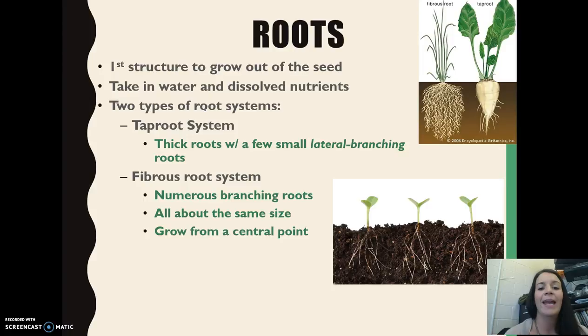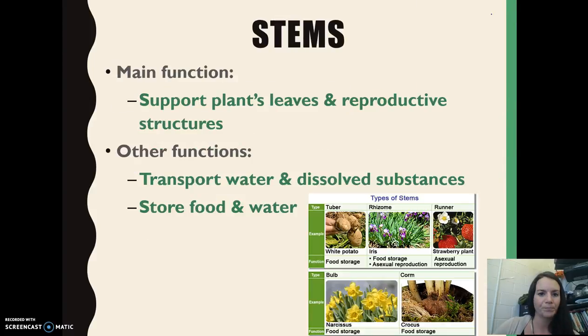The roots themselves take in water and dissolved nutrients, and there's two types of root systems that we're going to talk about. There's something called a taproot system, which is just a very thick root with a few small lateral branching roots, and then there's a fibrous root system, which has numerous branching roots. They're all about the same size, even though they do have a central point. So if we look at this picture up here, you'll see fibrous root is the first plant, and then taproot is the second plant. Some foods that you might eat are actually taproot, like a carrot.